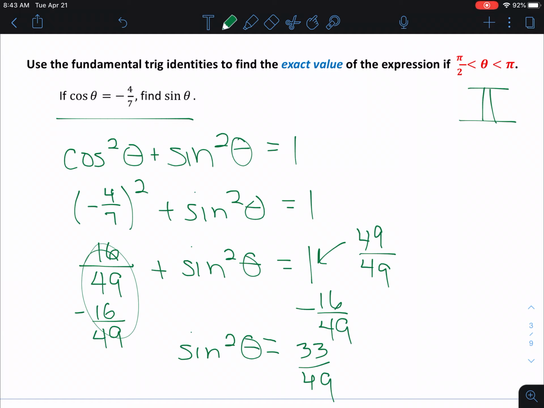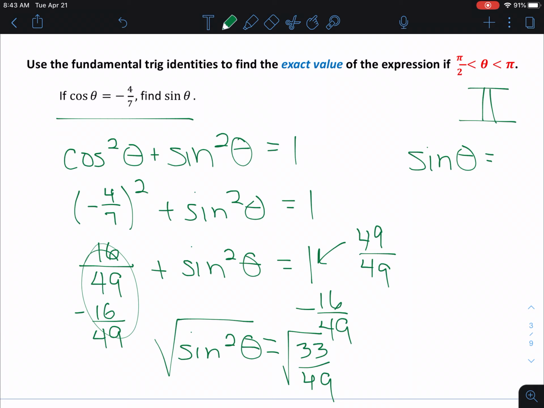Now, we have sine squared theta. Oops, I forgot this thing. There we go. So we need sine theta, though. That means I need to take the square root of both sides. Remember, when you square root a fraction, you're really just taking the square root of both the top and the bottom.